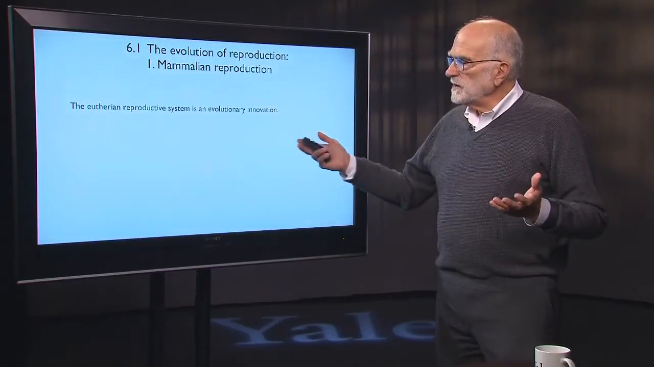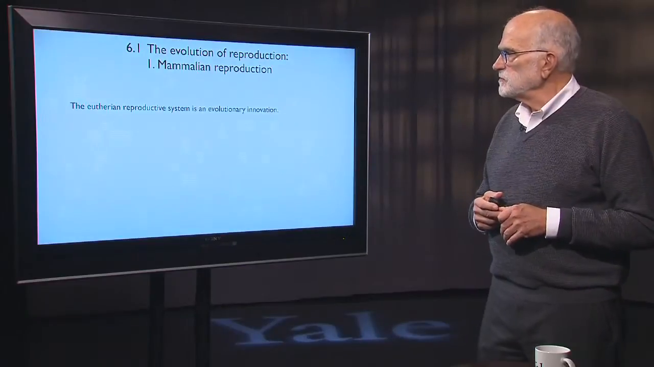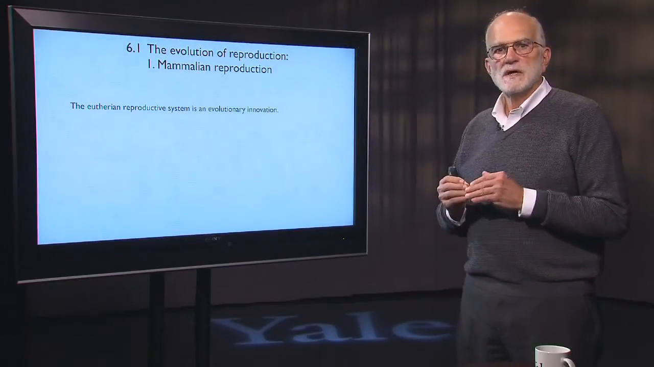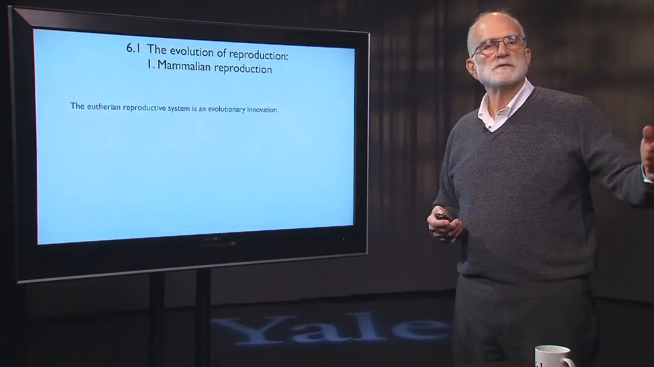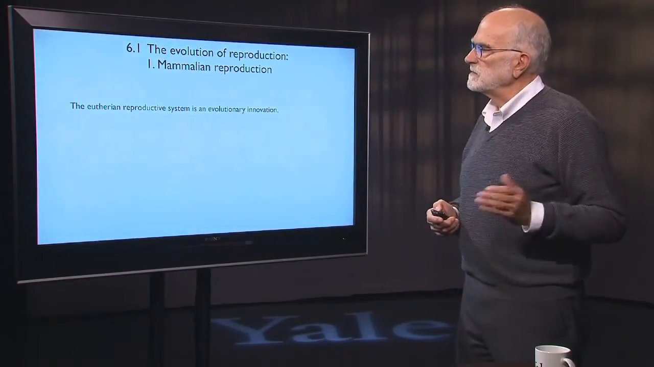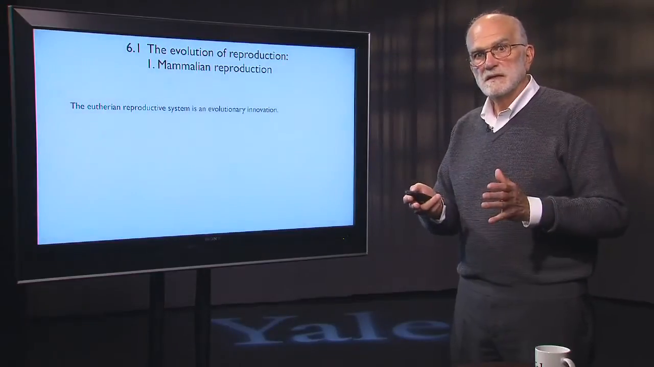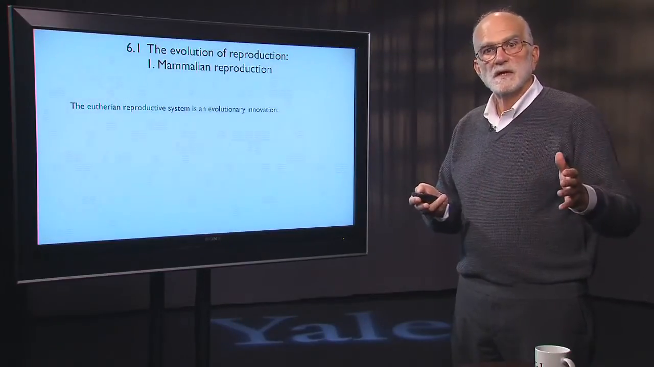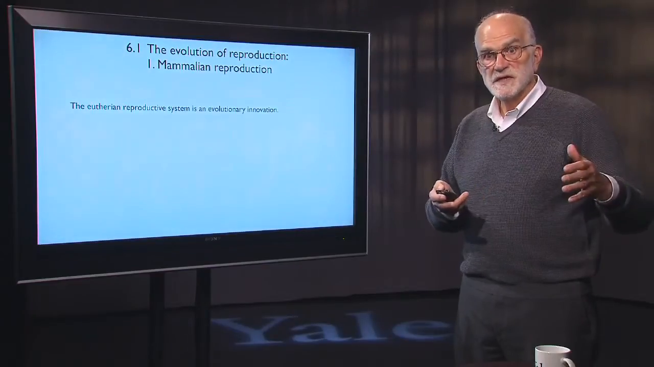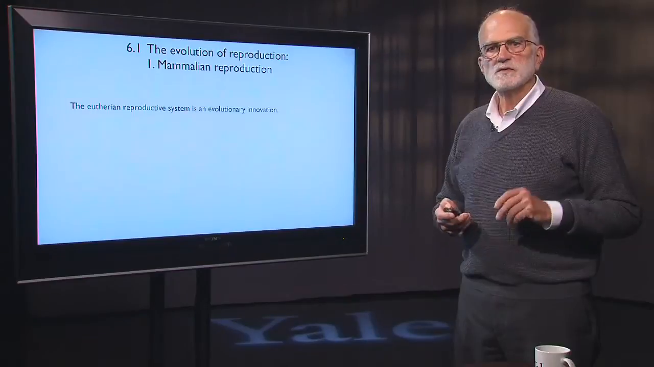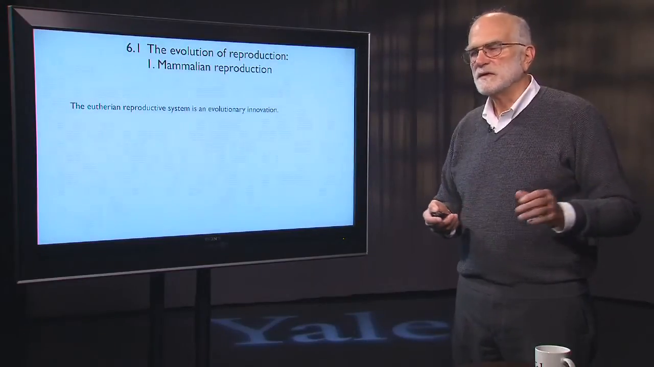The whole eutherian reproductive system is an evolutionary innovation. By eutherian, we mean those mammals that are not kangaroos or possums or things like that. They are mammals that have live birth, not only a live birth with a placenta, which to a certain degree is primitively developed in kangaroos, but they have a long period of pregnancy.